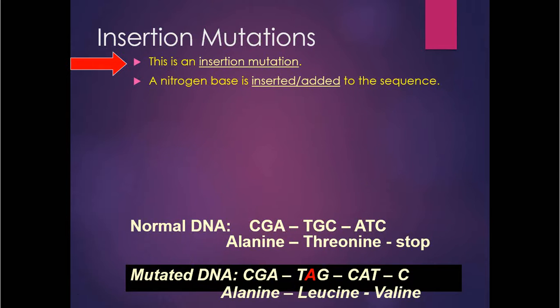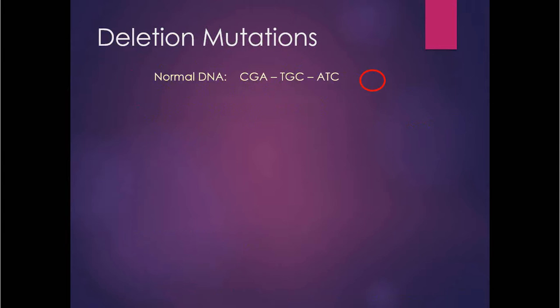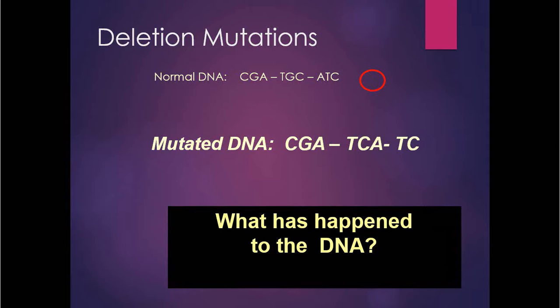In an insertion mutation, a nitrogenous base is added or inserted into the DNA sequence, which causes the triplet frame to shift. It always affects the amino acid and consequently the protein. Now, what is a deletion mutation? In a deletion mutation, one of the nitrogenous bases is deleted.